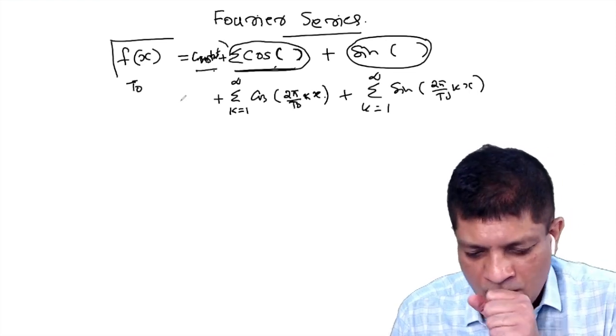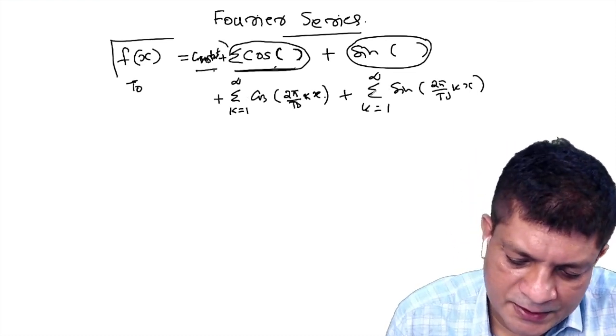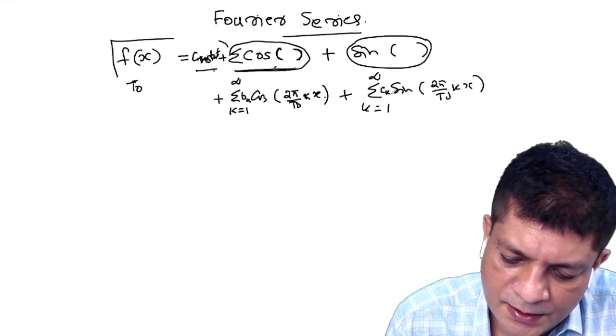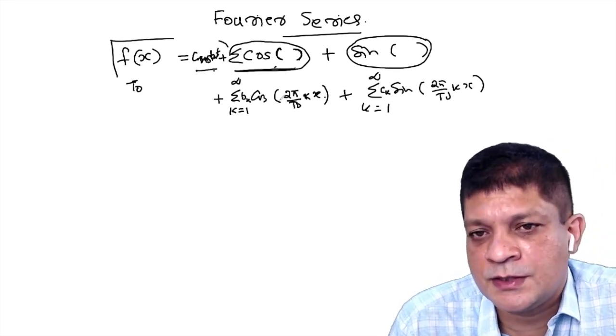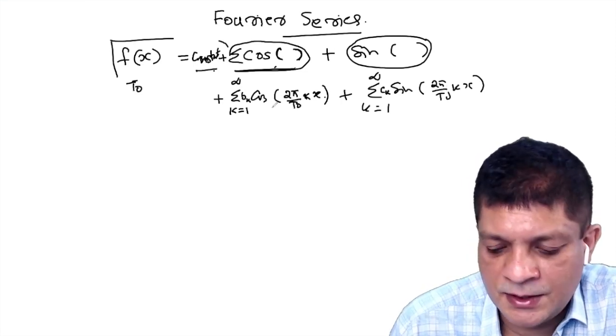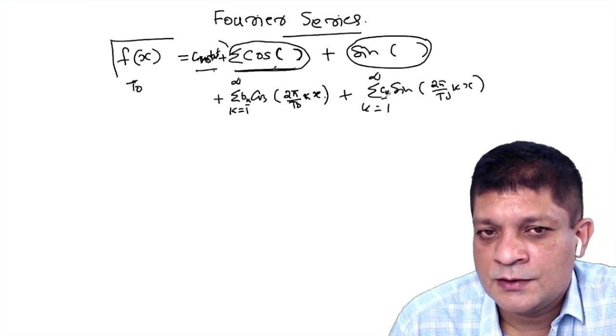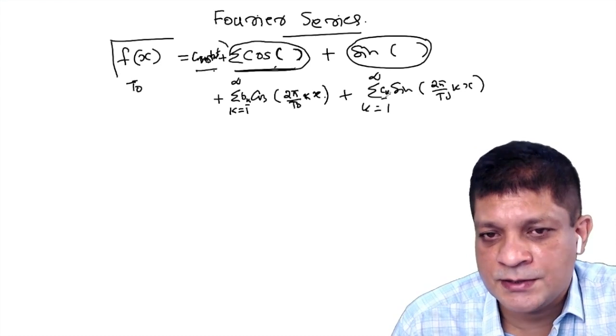Sorry, it is not of that form. There is a scaling factor, isn't it? I am writing them as some bk and ck. There are some constants. It is a linear combination of sine and cosine, not a plain sum of sine and cosine. There are some coefficients here. So this is the form of Fourier series representation you have studied.